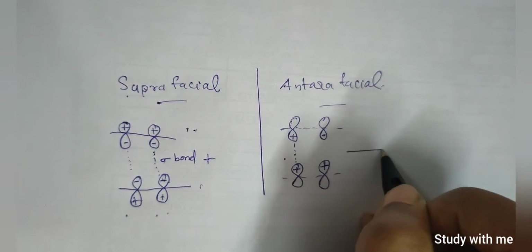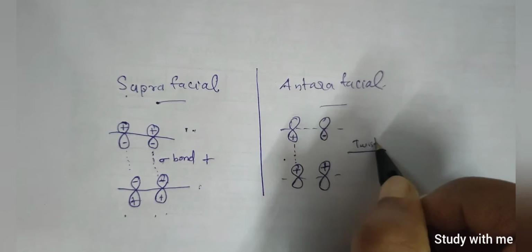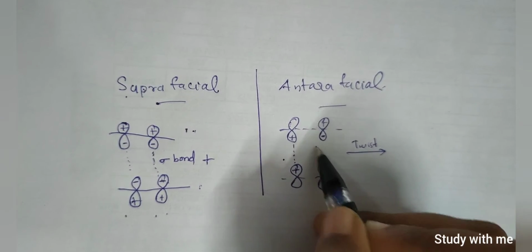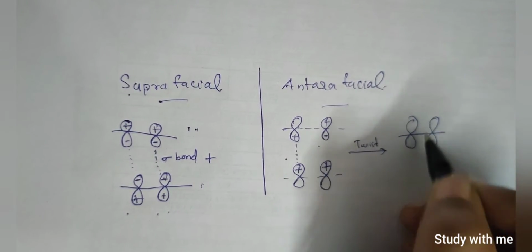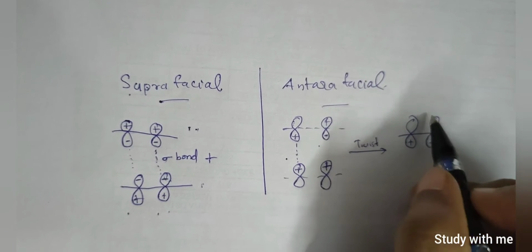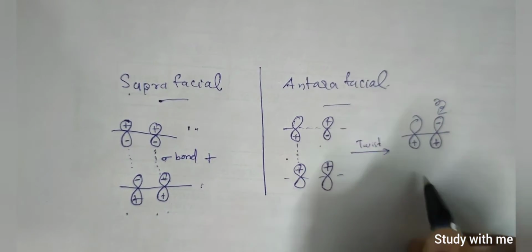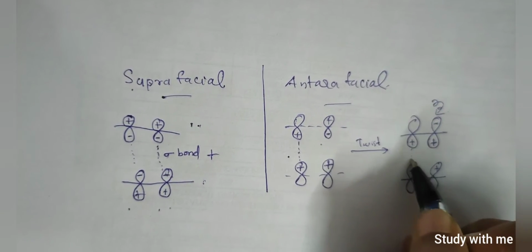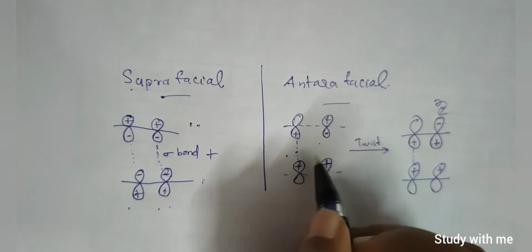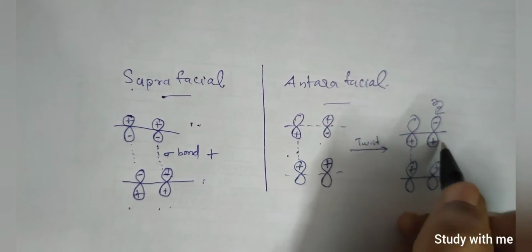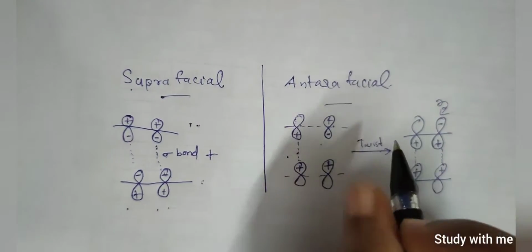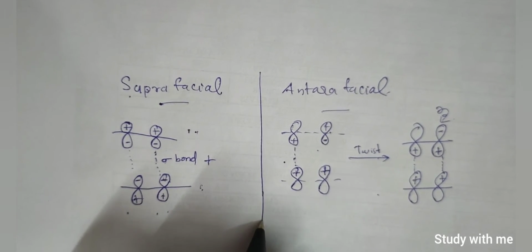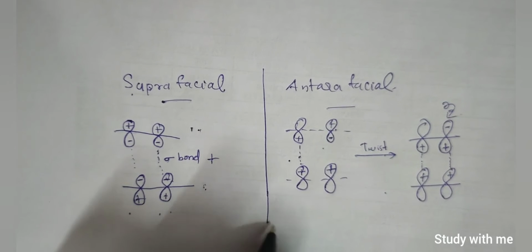So in this system we will twist this. After twisting this one, we will get what? Here positive and here negative. This is twisted, and here there is no difference, so this will be positive and this will be positive. So this bond is already formed from here, and this is twisted in the next step, and then we will form this bond. This is called antarafacial and this is called suprafacial. So these two rotations are the bond formation for cycloaddition reaction.